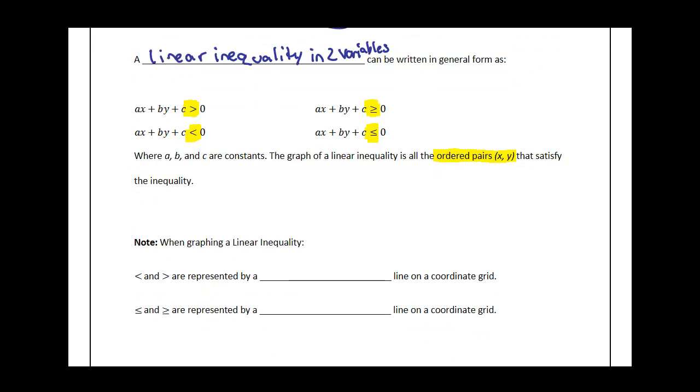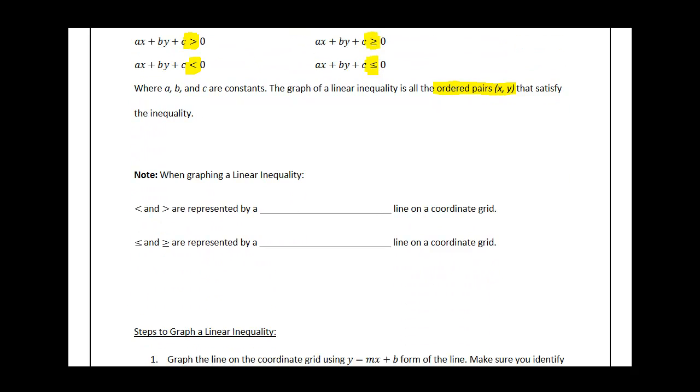Now when we're graphing the inequality, there's something we need to make a note of, because this is very important. When we have the signs less than and greater than, they're represented by a dotted line on the coordinate grid. So when we graph these inequalities, we need to use a dotted line like this. When it's greater than or equal to or less than or equal to, it's represented by a solid line on the coordinate grid. It'll look like this when we're graphing it. That's how we can tell whether it's only greater than or less than, or greater than or less than and equal to.